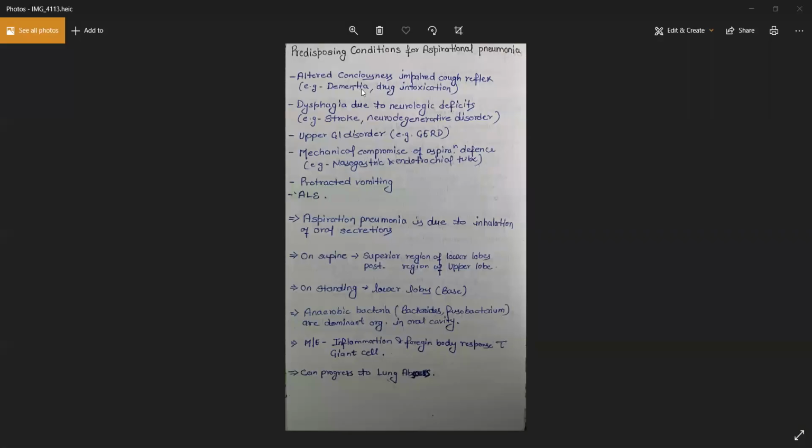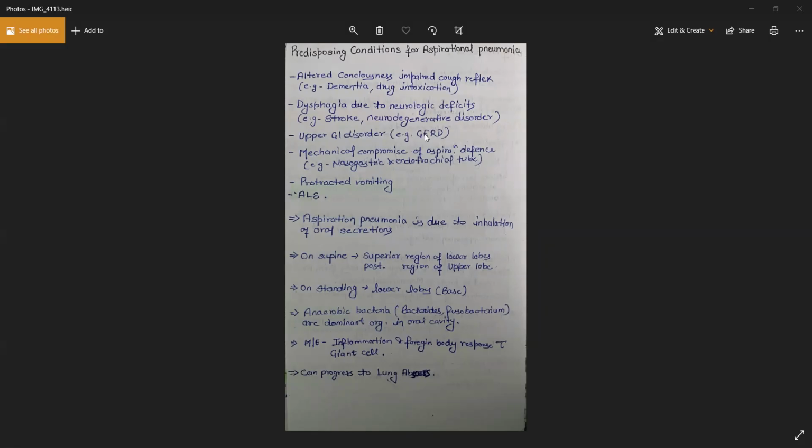You will suspect this kind of case in any patient having an altered mental status, maybe dementia, maybe due to drug intoxication. It could happen in a patient who recently had a stroke and loses consciousness. It could be in a patient having a neurodegenerative disorder. It could be in a patient having a history of regurgitation, that means GERD.